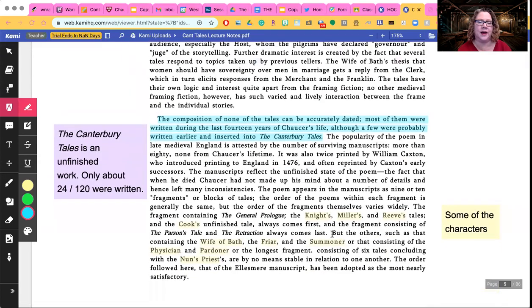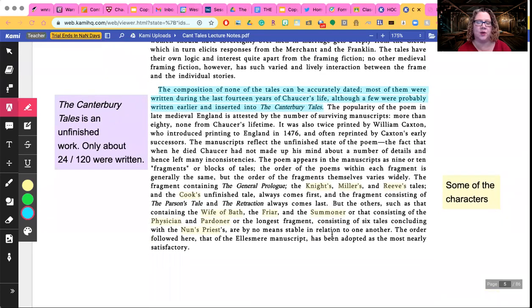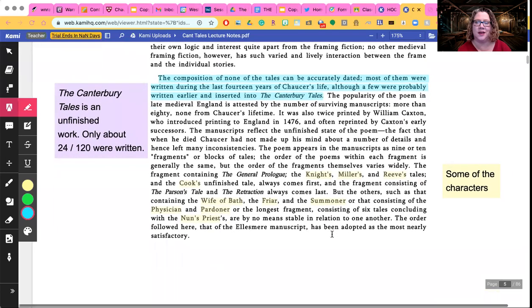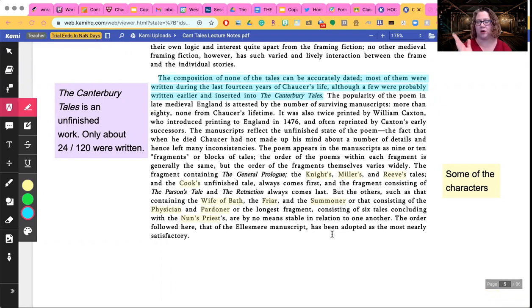I already talked about how the tale is unfinished. We can't really date when he wrote which ones. It was over a long period of time that he wrote them. Scholars have tried to put them in order, so sometimes if you're looking at a work of Canterbury Tales, there's an accepted order that he wrote them. But like I said, some of them are unfinished, and only 24 were actually documented.